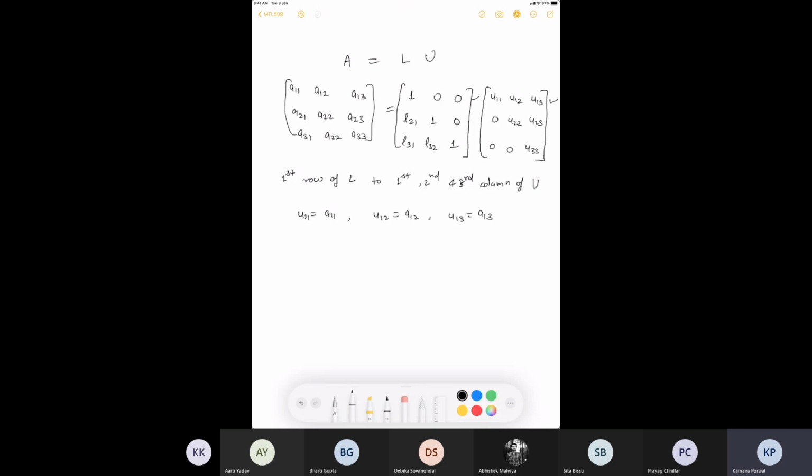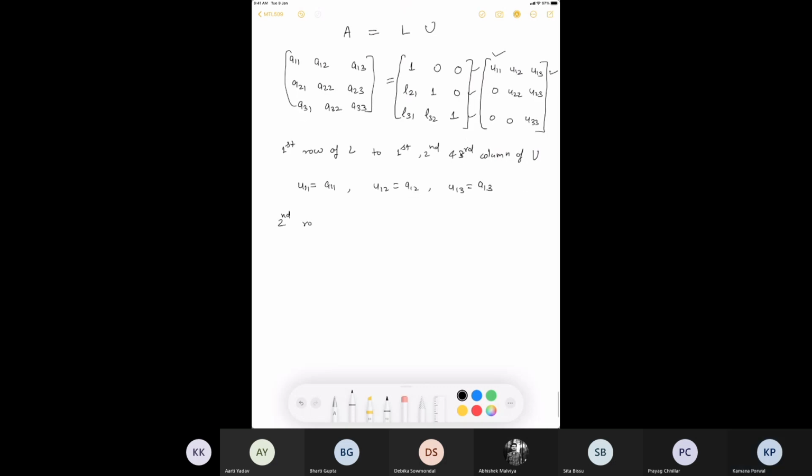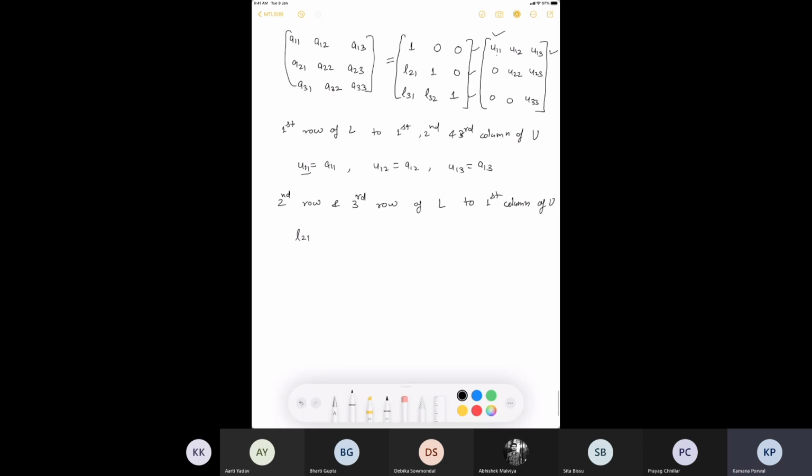Now if you multiply the second row and the third row of L with the first column of U, because U11 is already determined, this will give us L21 into U11 equals A21, and L31 into U11 equals A31. So you can determine L21 and L31 from here.